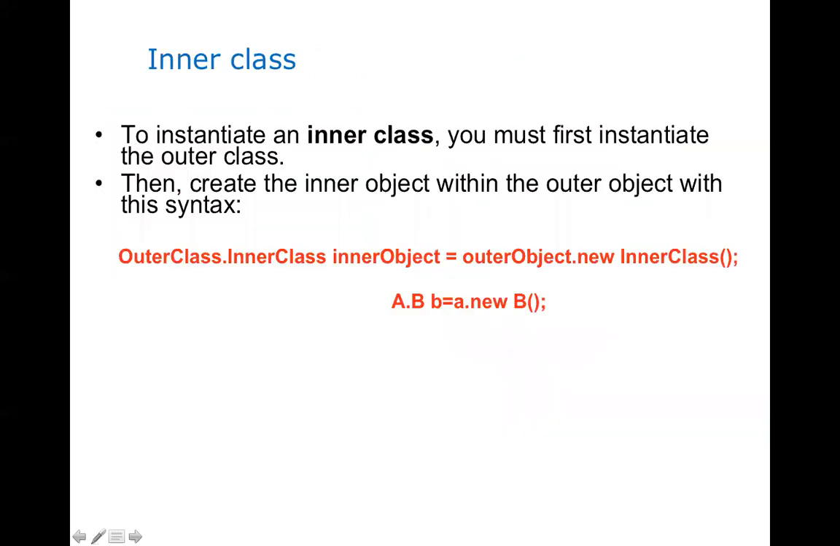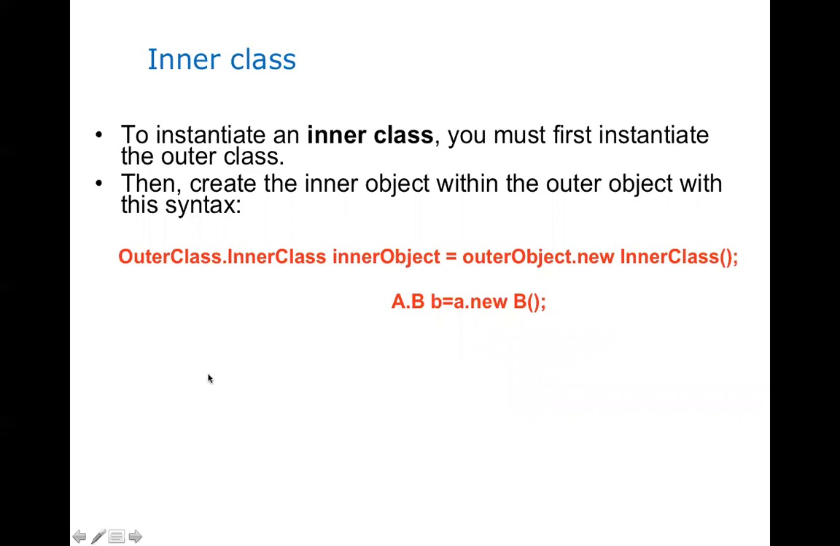Yeah. So now one thing, how to create an object of an inner class? How to instantiate an inner class? To instantiate an inner class, one must first instantiate the outer class, because inner class objects exist within outer class objects. So in order to instantiate, one must first instantiate the outer class. Then the inner object has to be created.